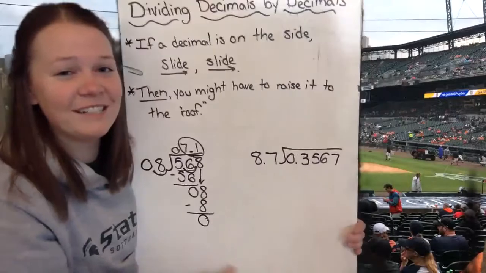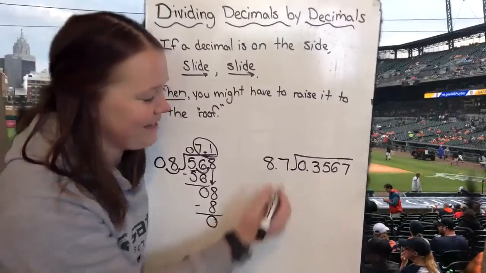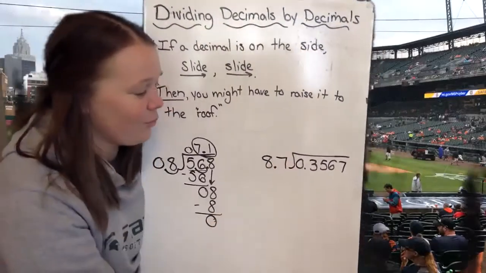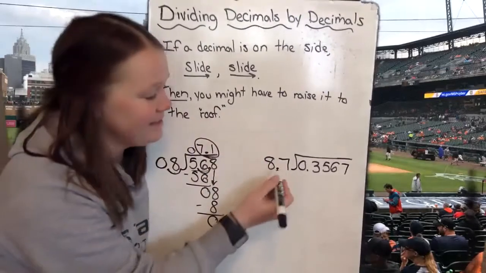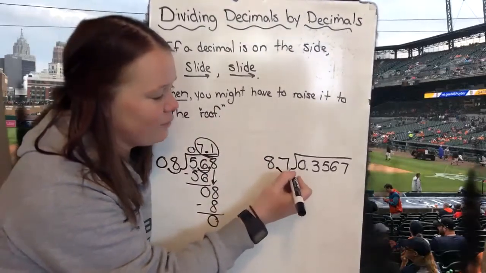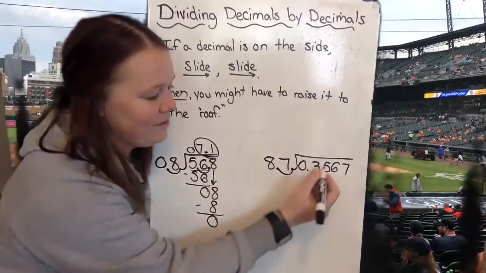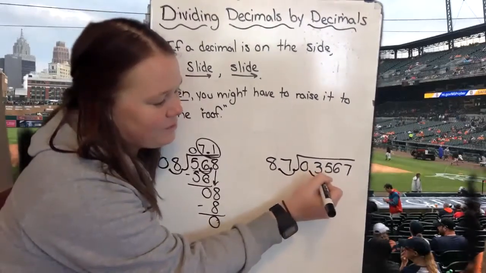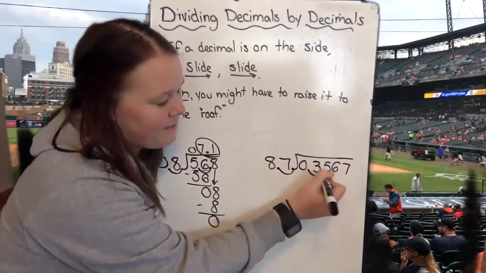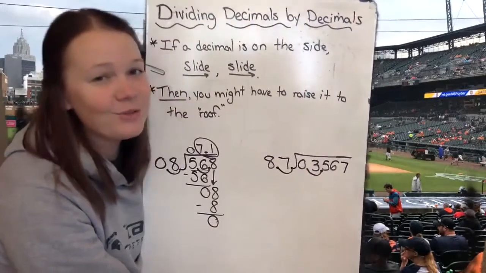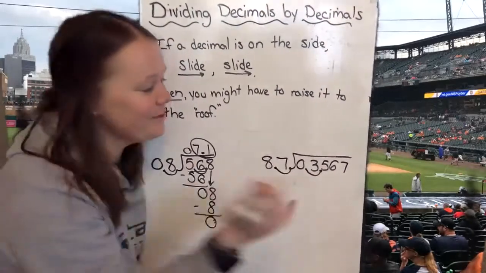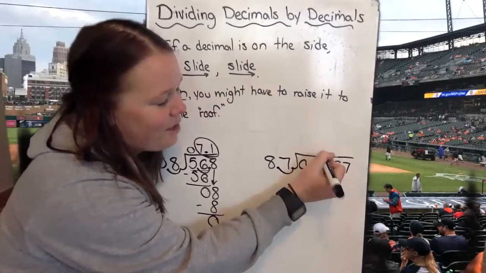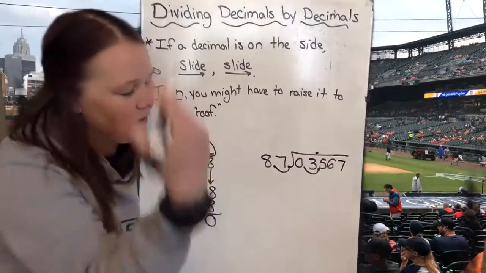All right, our last one is our toughest one here. I think we can do this though. Okay, so again, if the decimal's on the side, slide, slide. So we're going to slide it over one time. So now it's 87, which means we got to do the same thing with this decimal. We're going to slide it over one time. And do you see how it's still in the house? So what are we going to do? Raise it to the roof. So we're going to plop it up on top, right exactly where it is. Make sure those are lined up.